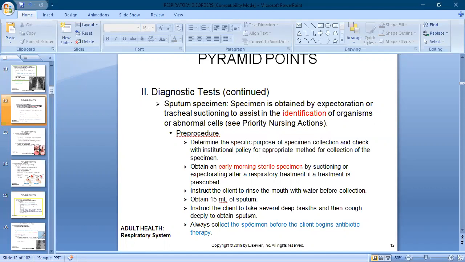NCLEX asks this question. In this case, if you have to collect it early in the morning, you can suction the patient first. You do the suctioning first. And usually we do not need to suction first if the patient is stable. But if the patient is very bad, with a lot of secretion, right? We just collect the specimen from the secretion.